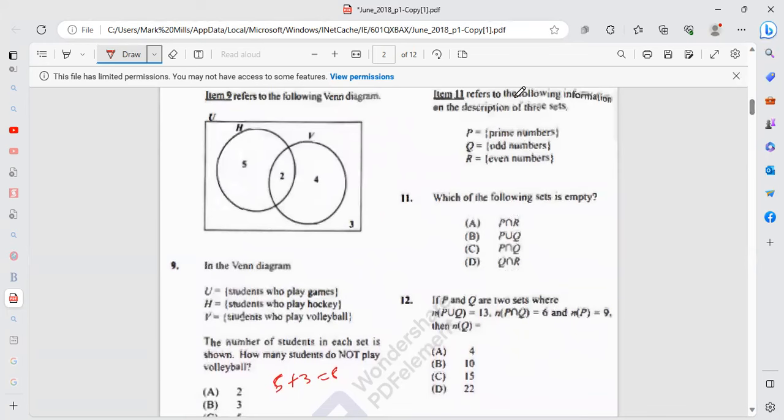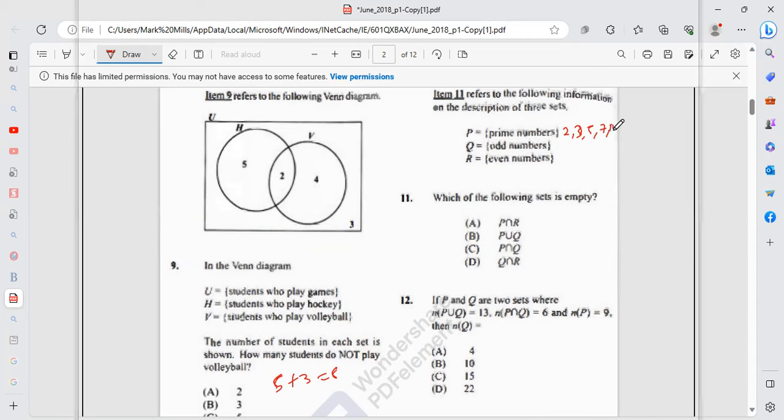Item 11 refers to the description of the sets, prime numbers. Prime numbers can be divided by only itself and 1. So we have 2, 3, 5, 7, 11. Odd numbers will be 1, 3, 5, 7, 9, right? Even numbers 2, 4, 8, 6.